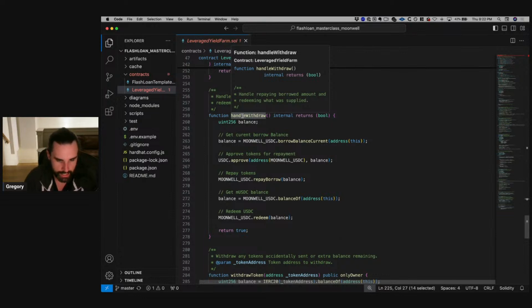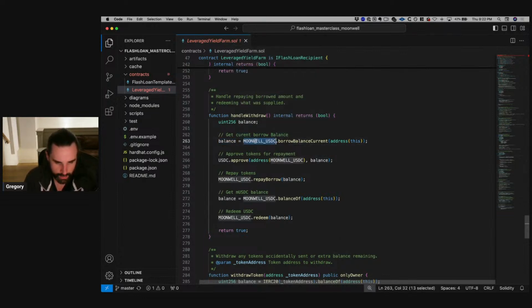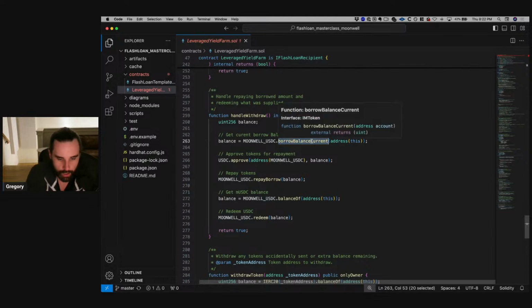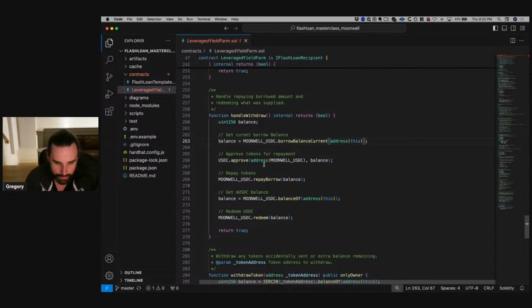And on the withdrawal side of things, that's this function here. Basically what we do is we calculate the balance. All right. We get the Moonwell USDC. We check the borrow balance current of the address that's this contract. All right. We approve the Moonwell USDC be taken out of our wallet with this line. And then we repay the Moonwell USDC back to Moonwell. So basically that's what's going to give us back our USDC. If we repay borrow, it's going to take the M token out of our wallet, give it to Moonwell, and Moonwell is going to give us back our original USDC.